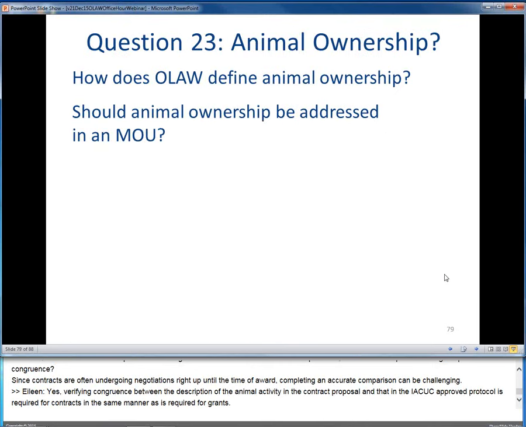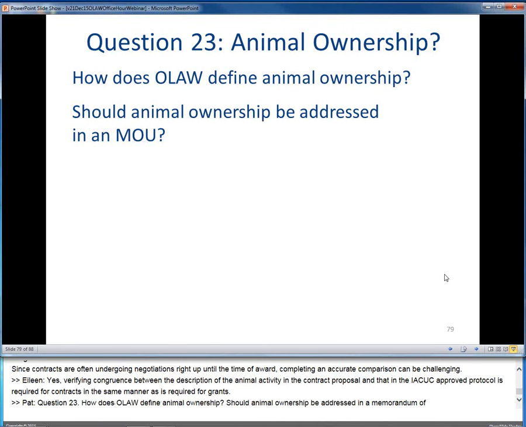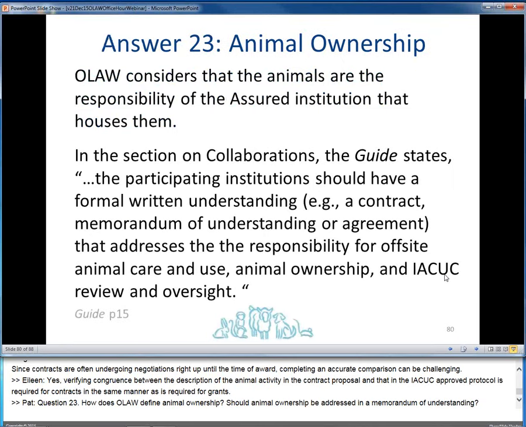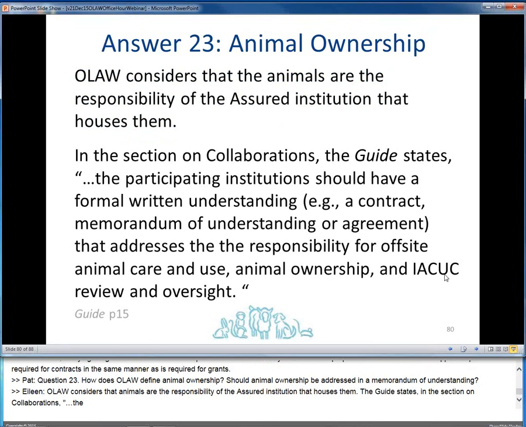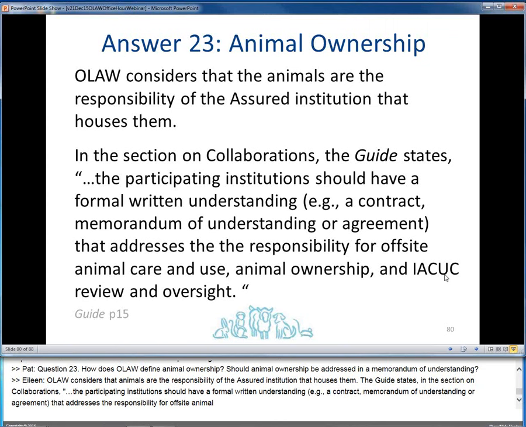Question 23. How does OLAW define animal ownership? Should animal ownership be addressed in a memorandum of understanding? OLAW considers that animals are the responsibility of the assured institution that houses them. The Guide states in the section on collaborations, the participating institutions should have a formal written understanding. For example, a contract, memorandum of understanding, or agreement that addresses the responsibility for off-site animal care and use, animal ownership, and IACUC review and oversight.